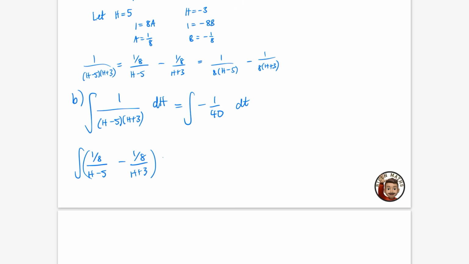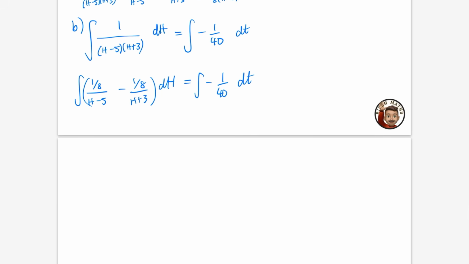So we've got these two parts with respect to h. Apologies, I've got a bit of a sniff here, coming at the end of a cold. Okay, so let's actually do the integration.